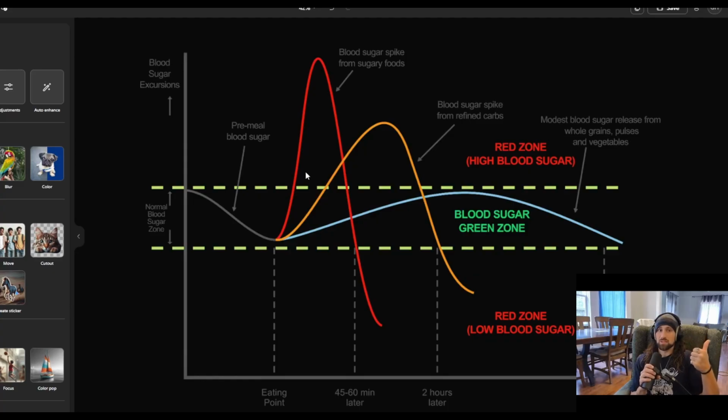Remember, subjectively, you need to be paying attention to how sporadic you feel with these high energy spikes and the low energy dips. Pay attention to that. If you have that occurring, increase the amount of protein in your diet and the amount of fat in your diet.